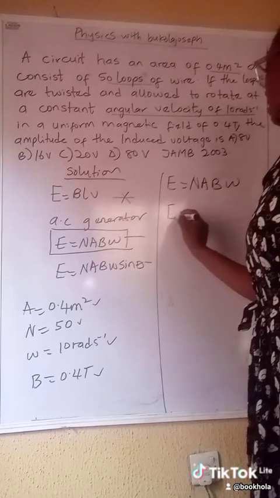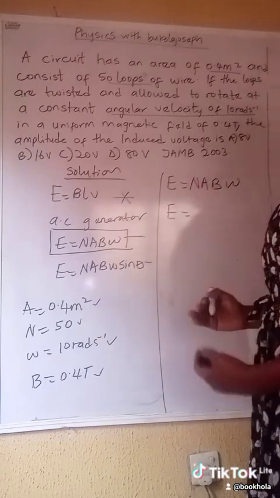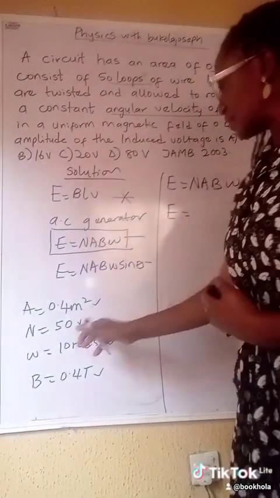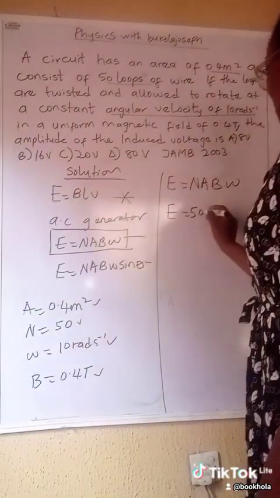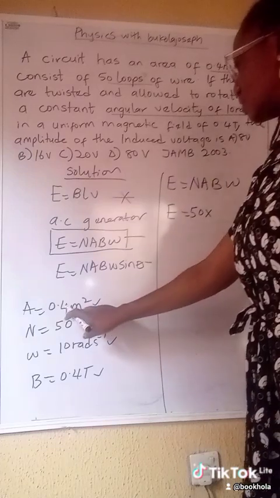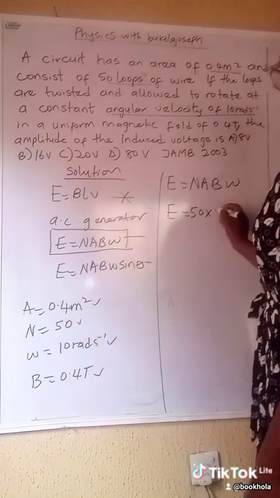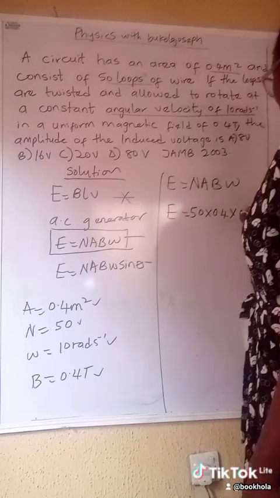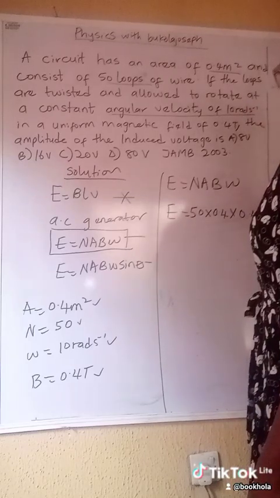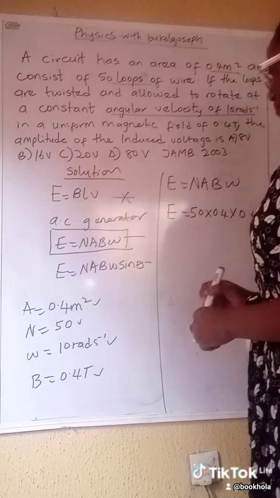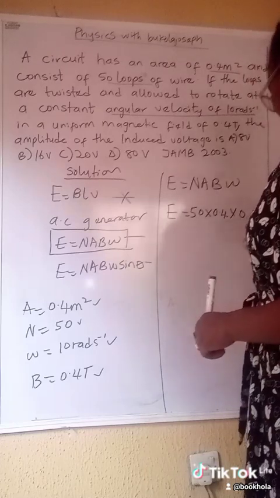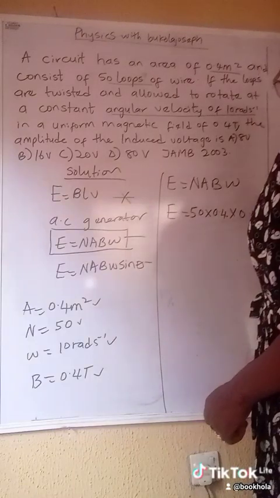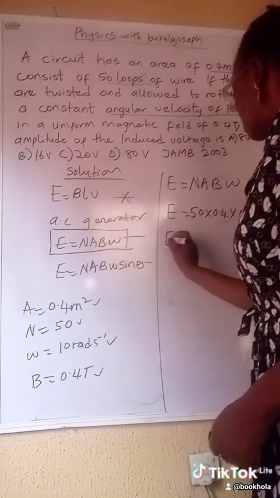So E is equal to NABW. Now let's substitute everything we have picked from the question. N is 50, times A, which is 0.4 meters squared, times B, which is 0.4, times W, which is 10.